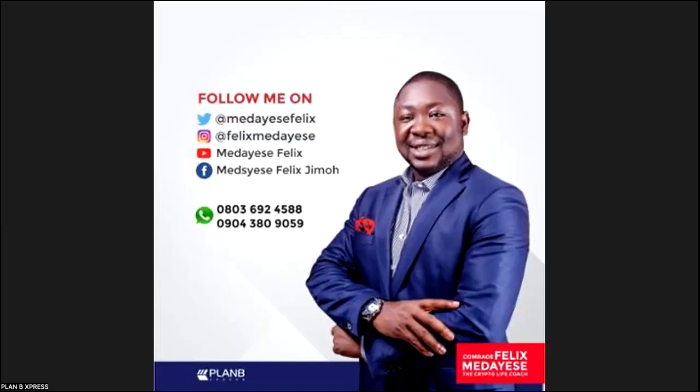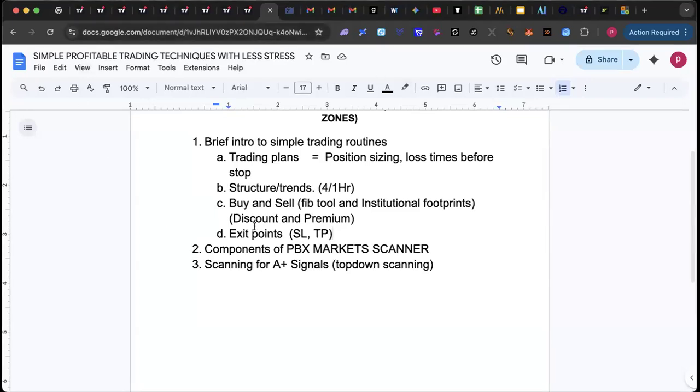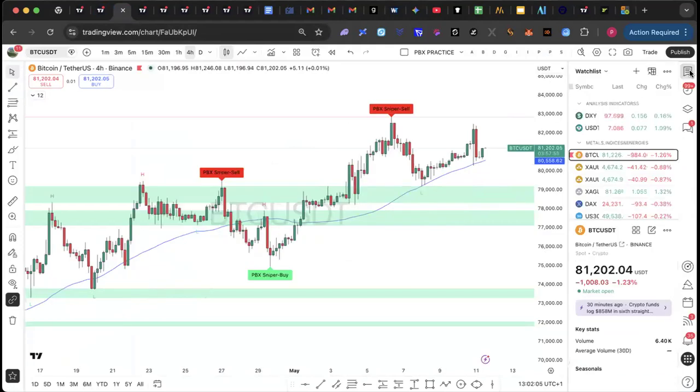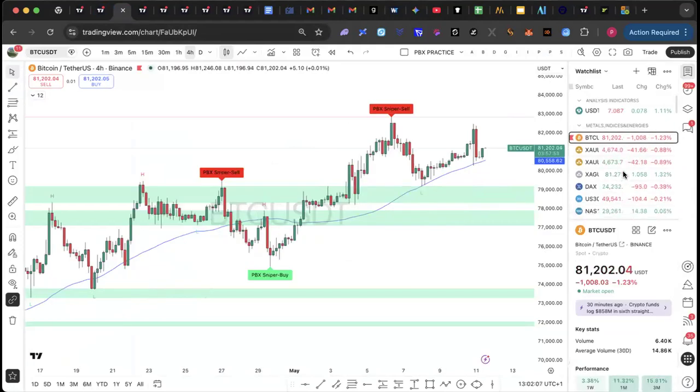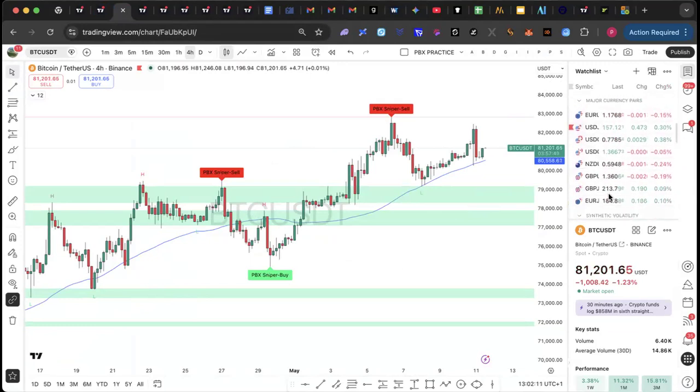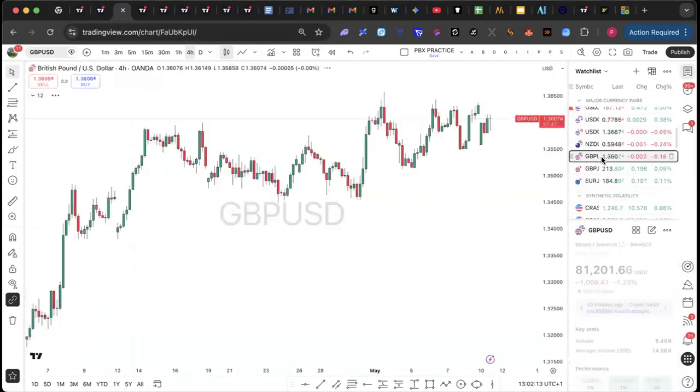For GBP USD, I checked on the 4 hours. Let me share my screen now for you, because you're not sharing your screen, so that all of us can see what you are saying. So let's go. GBP USD, you say, right? Go to 4 hours. All right, Mama, let me go to the 4 hours GBP.